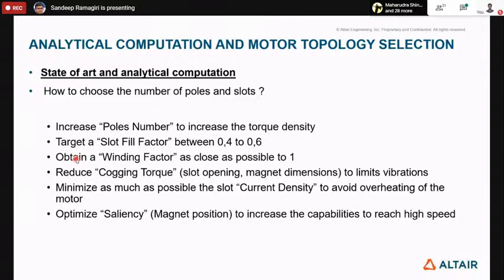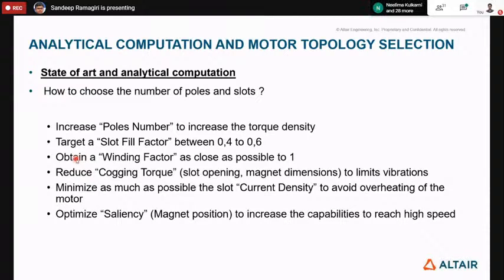Then obtain the winding factor as close to 1 as possible, so that you have better performance and less harmonic content. And the cogging torque, you have to limit it. Cogging torque is nothing but a detent torque, or no-current torque, which is an unwanted phenomenon in permanent magnet machines. We need to reduce it, because cogging torque again will induce torque ripple.